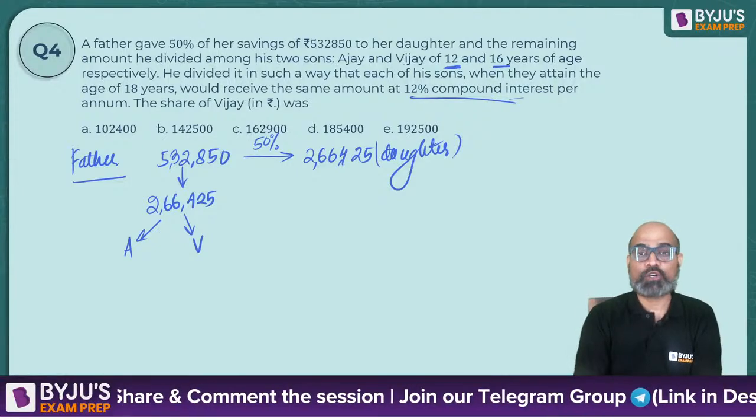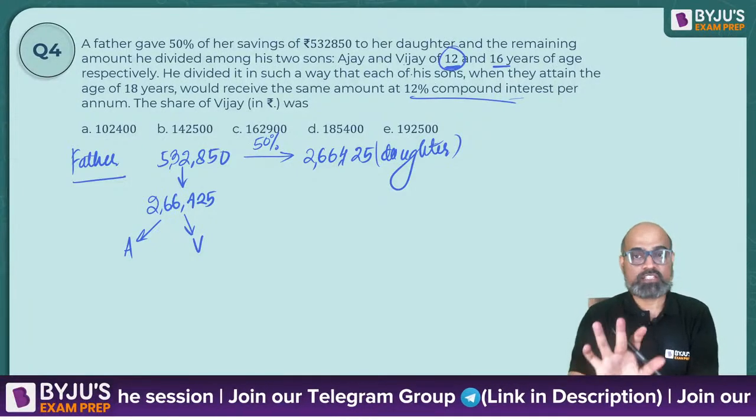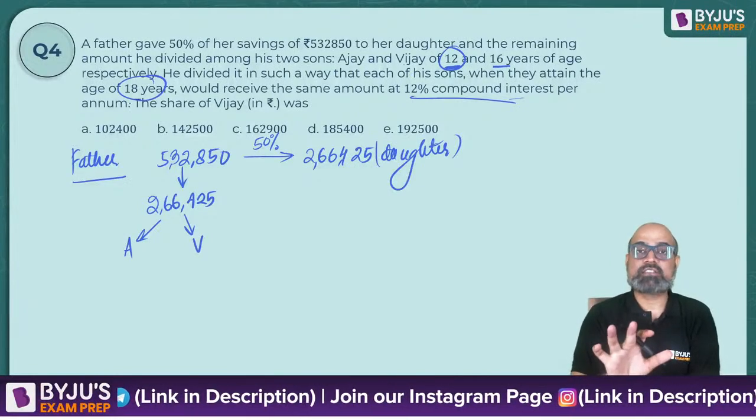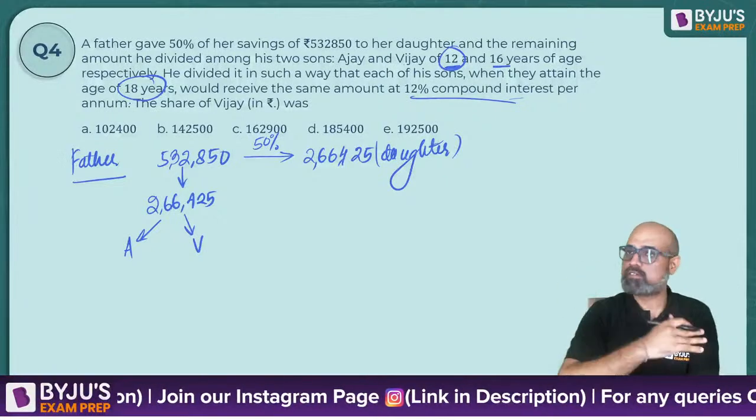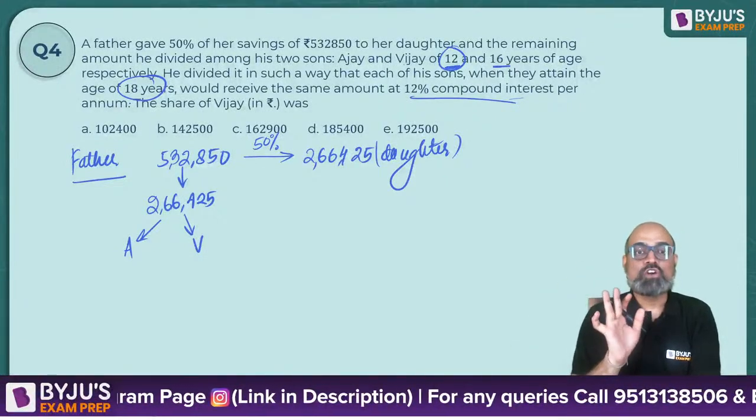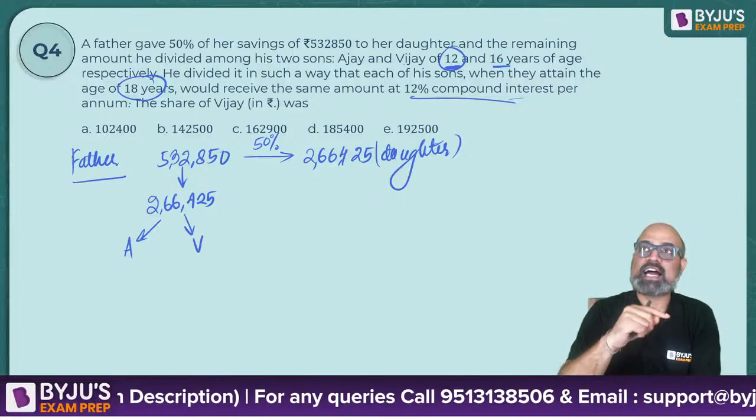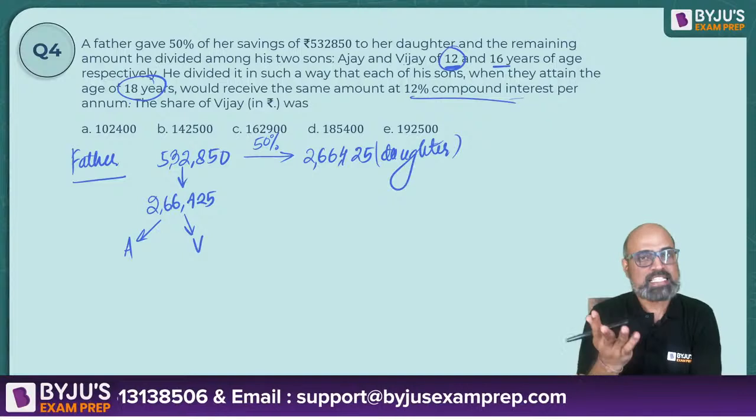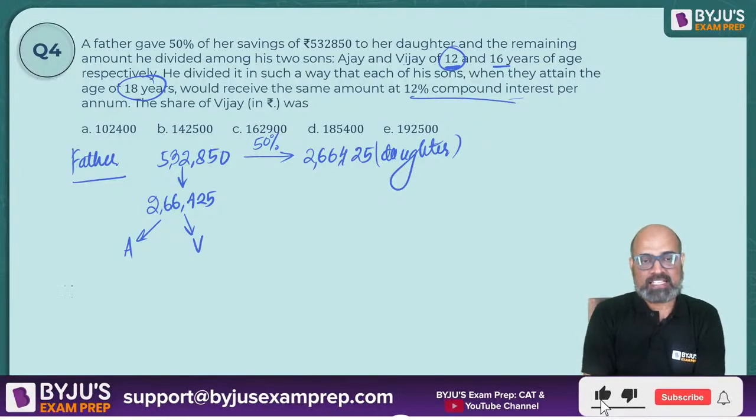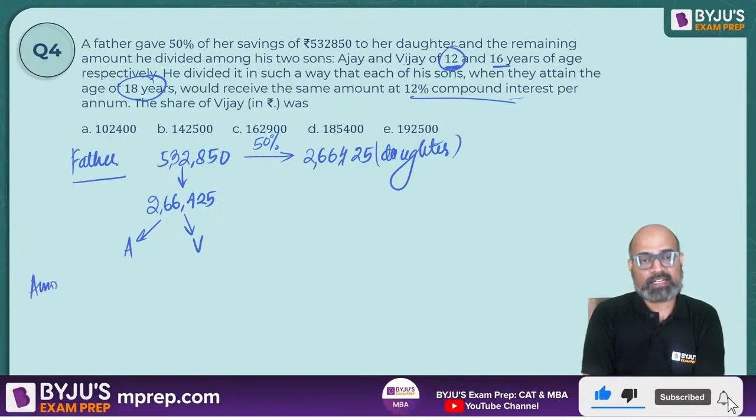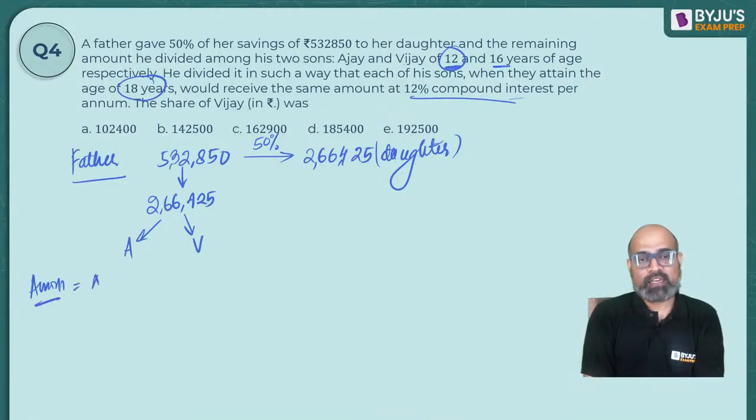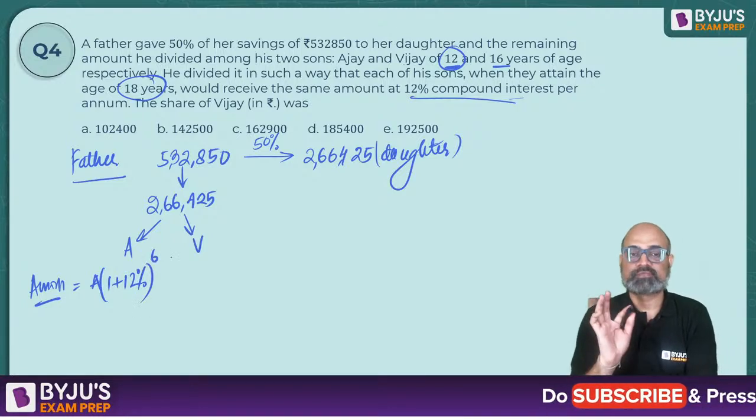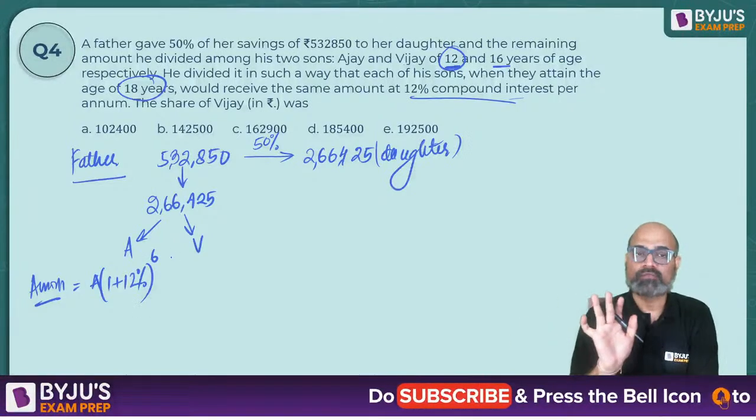So, the money given to Ajay when he was 12, and when he's going to turn 18 years, he will get some money, right? Kitna? I don't care right now. The money that is going to be given to Ajay is going to keep on increasing for how many years? 6 years? So can I say the amount that Ajay is going to get will be A, 1 plus 12% whole to the power 6. What is A? I have no idea.